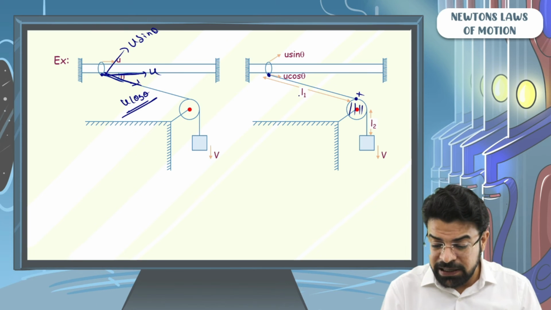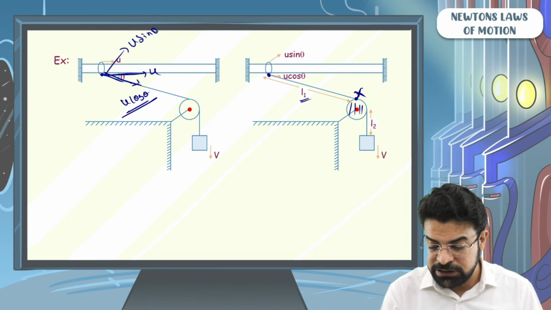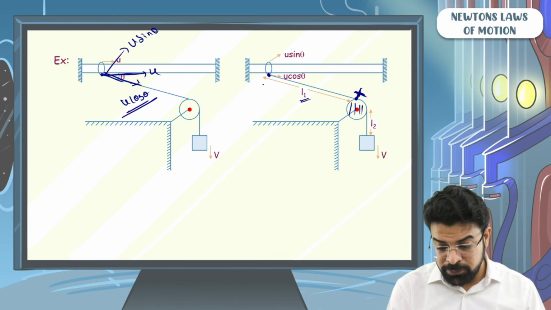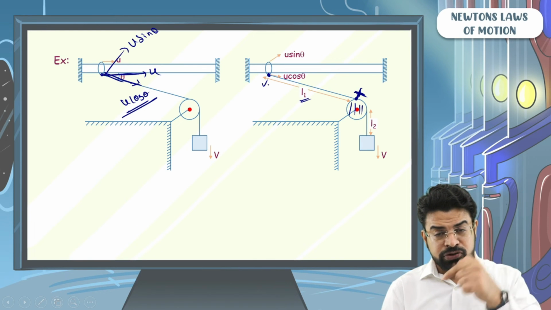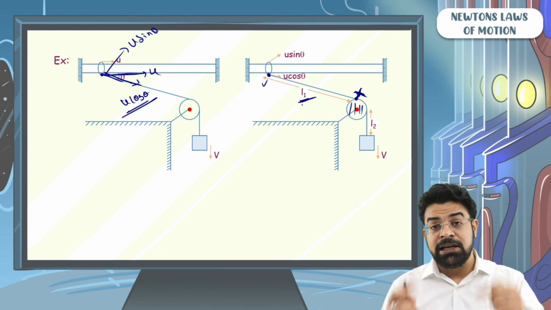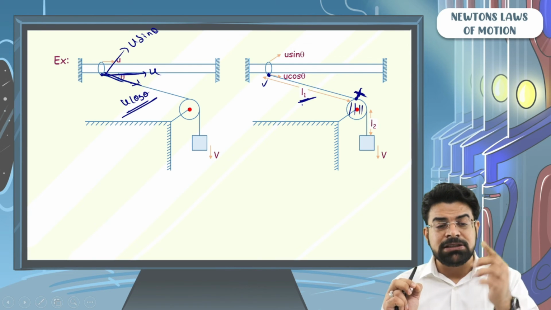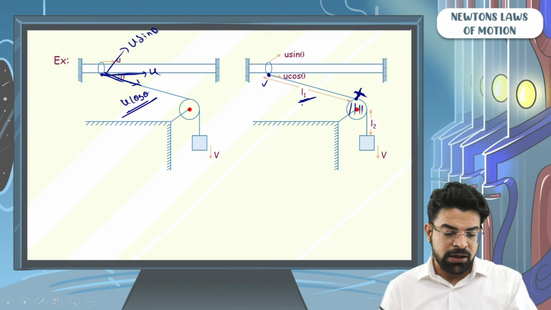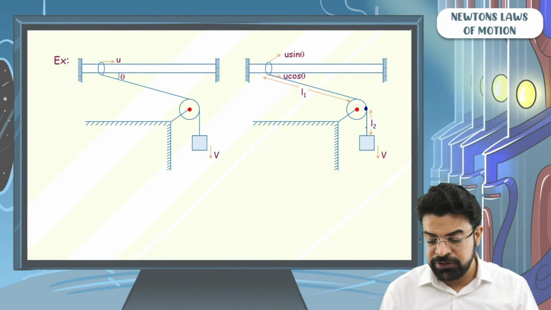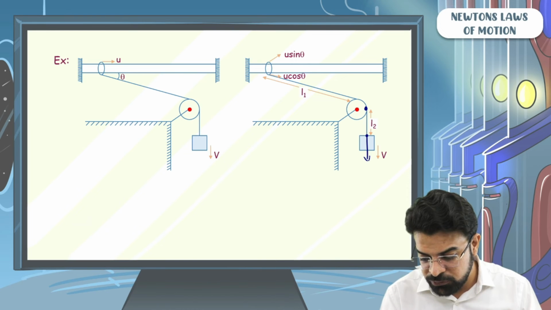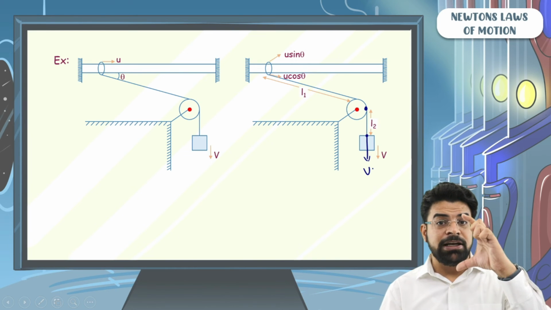So when I write dl1 by dt, the end on the pulley is fixed. But because of the component of the velocity of the ring along the length of the string, you will say that dl1 by dt will be minus u cos theta. Why minus? Because it is trying to decrease the length. And writing dl2 by dt is a cakewalk, as the pulley is fixed, this terminal is fixed, and the block is going down with the speed v. So dl2 by dt is plus v.